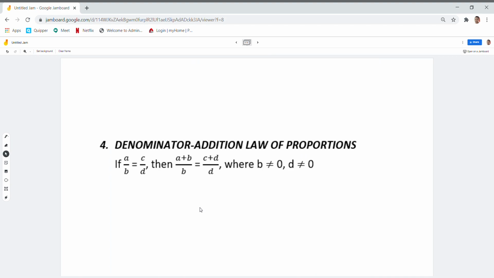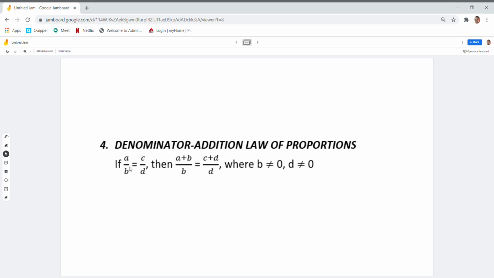Now, let me introduce to you the fourth law. It's called the denominator addition law of proportion. It's obvious, there's the word denominator, so you're going to add the denominator. If A over B equals C over D, or proportion A is to B as C is to D, then A plus B is to B as C plus D is to D, or A plus B over B equals C plus D over D.